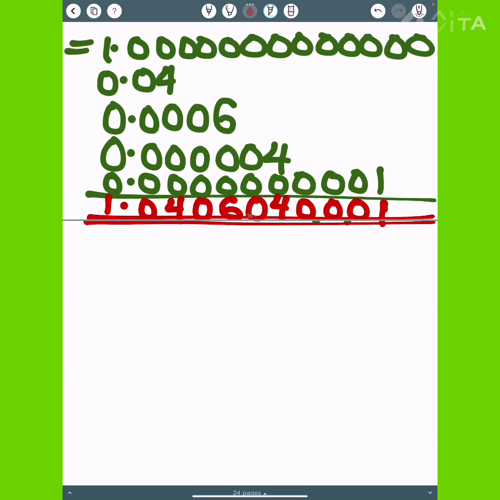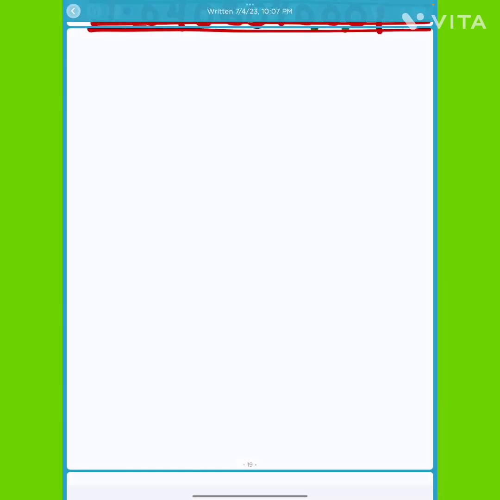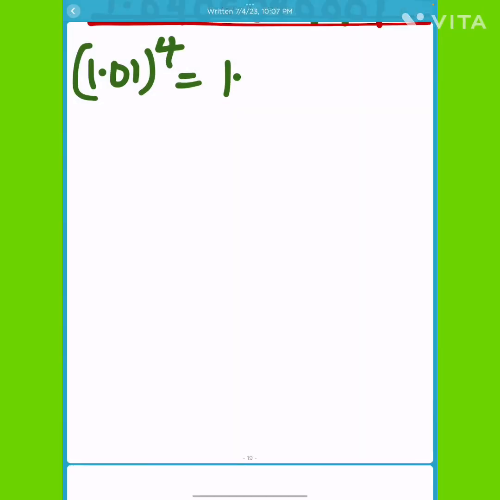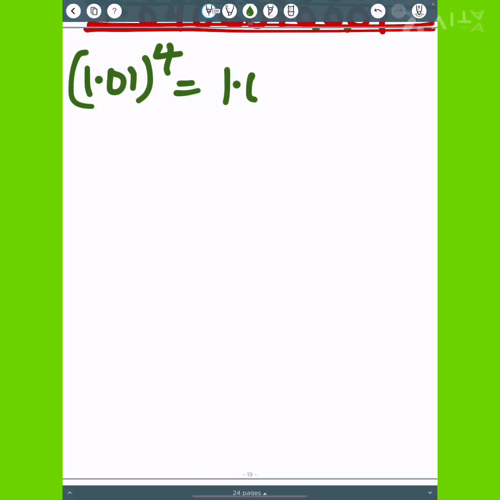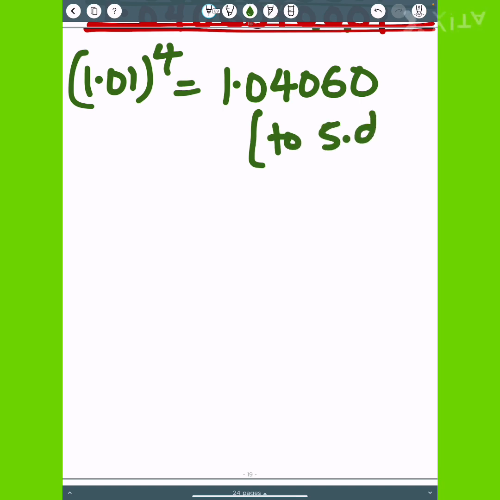So that means 1.01 raised to the power 4 is equal to 1.04060 to 5 decimal places. That's your value to 5 decimal places.